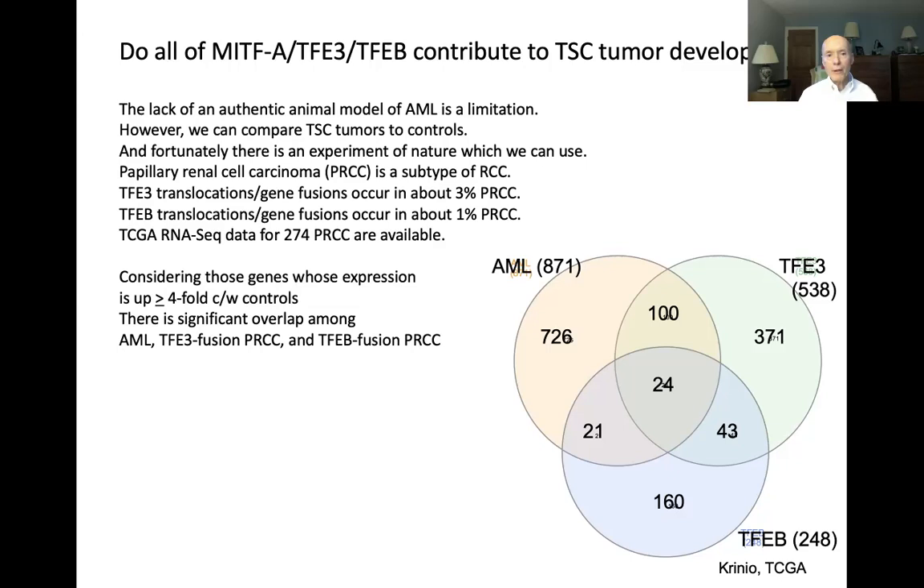Since TCGA RNA-seq data for 274 PRCC are available, this gives us a total of 8 tumors that have TFE3 fusions and 2 that have TFEB fusions among this data set that can be compared to the remainder without those gene fusions. If we consider those genes whose expression is up 4-fold compared with controls at a Q value less than 0.1, there is significant overlap among these 3 types of tumors, with 24 genes being seen in common to all 3.